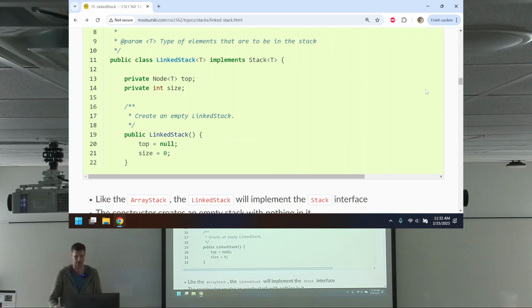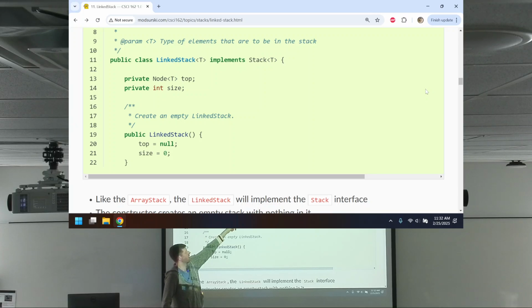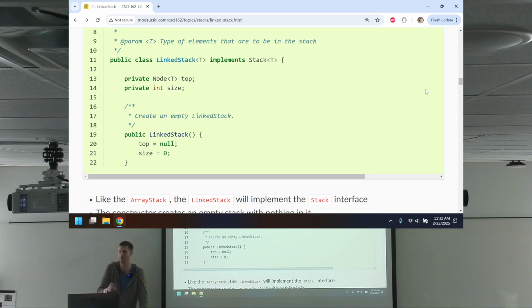So here's the general idea. It's generic. We have a node that's also generic. Top. Yeah, we definitely did cover this. I'm going to go quickly because I remember talking about the internal node class. The internal node class. So we have top, size. Start with an empty stack. Top is null. Size is 0.